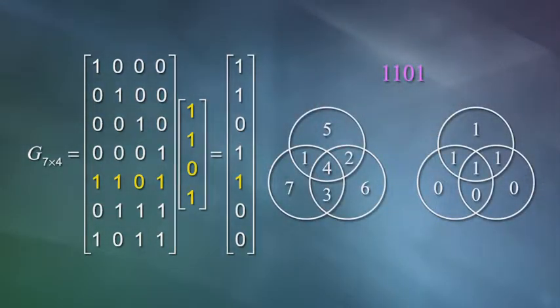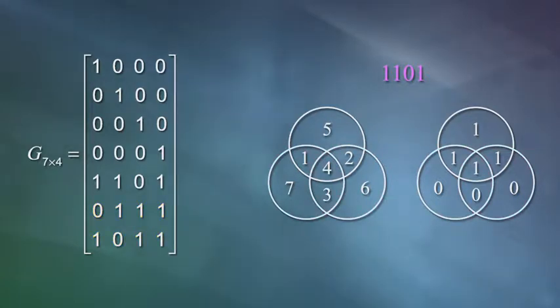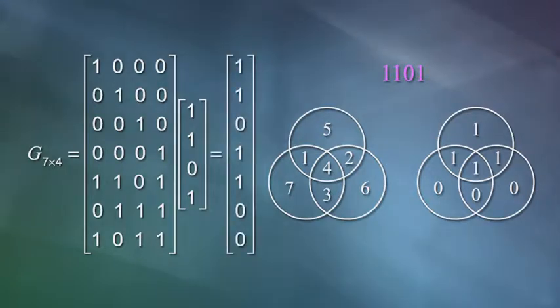You can see in general that the check digit will produce whatever is required to keep the number of ones even in the Venn diagram, in the circle that's around 5. Similar statements hold for rows 6 and 7 and positions 6 and 7. So if you multiply G by the message vector as a column vector, 1, 1, 0, 1, you will get the column vector 1, 1, 0, 1, 1, 0, 0.